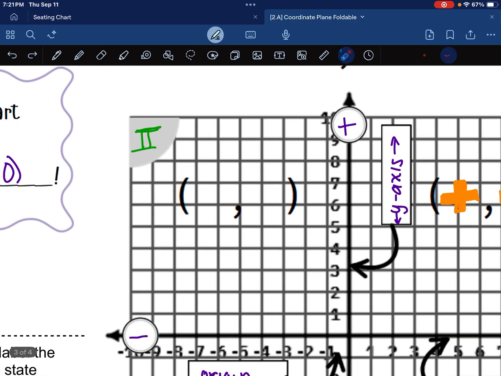Now, if I go into quadrant 2, I'm going to the left this time. So that means that any ordered pairs that have a negative x value might be in quadrant 2. However, the y value is still going up. This is still above the axis here. So the requirement for your ordered pairs is that the x value has to be negative and the y value has to be positive.